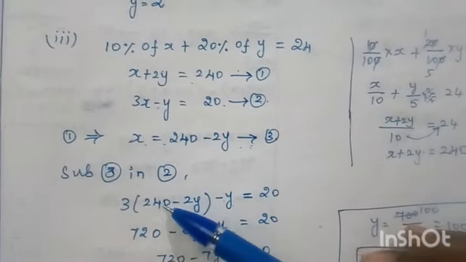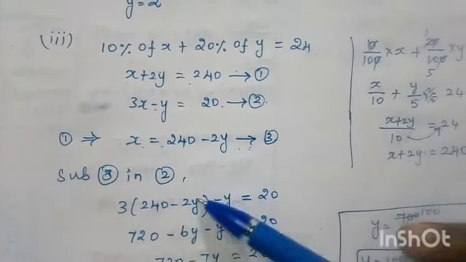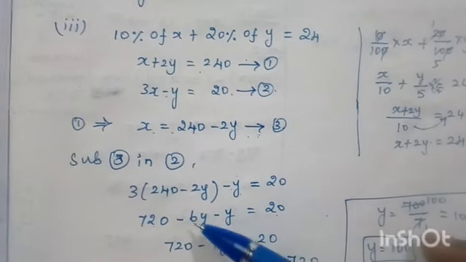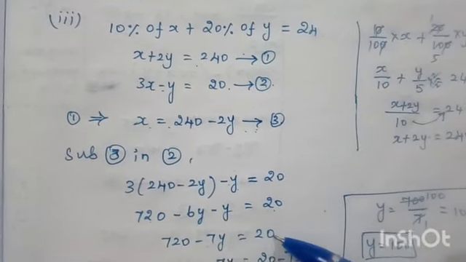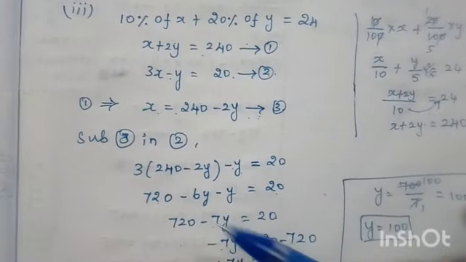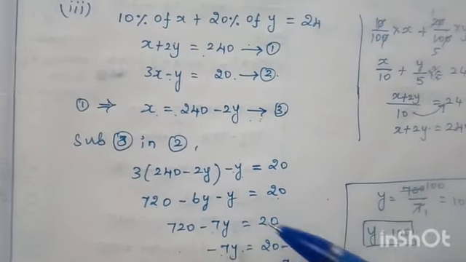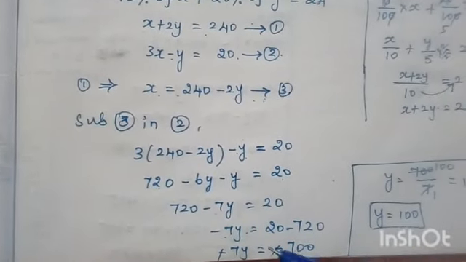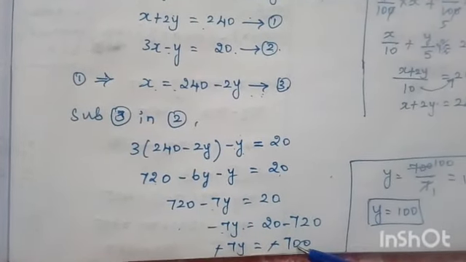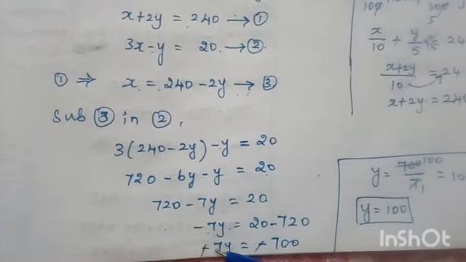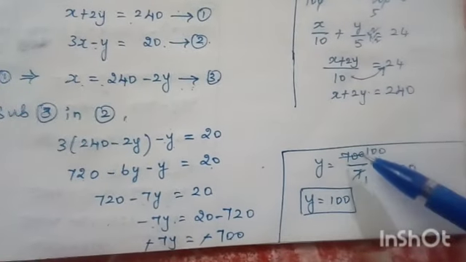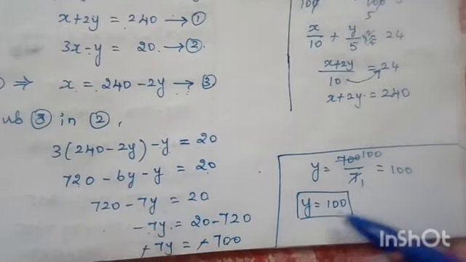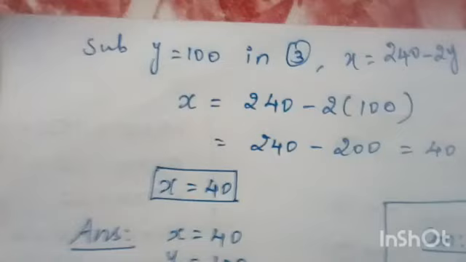Now take the 3 inside, that is 720 minus 6y minus y equal to 20. Add these two, that is minus 7y equal to 20. Transpose the 720 to this side, it is minus 720. So minus 7y equal to, subtract these two, minus 700. Minus minus cancel. So y equal to 700 by 7, that is 100. So y equal to 100.